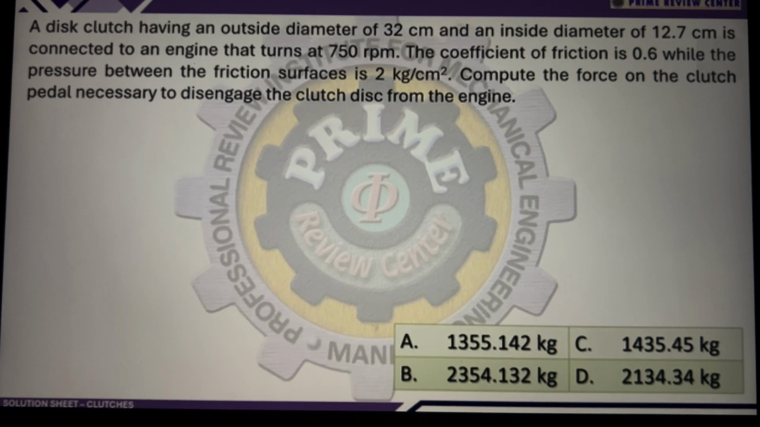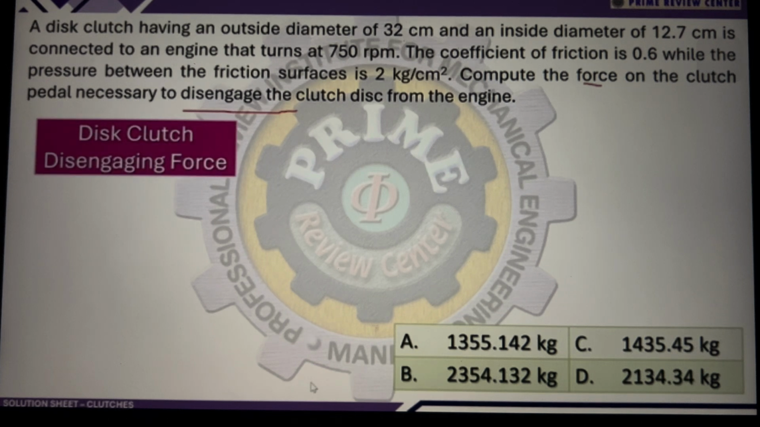So, pag force in disengaging yung ating kailangan computent in a particular disc clutch, we can solve this by simply having yung actual force natin, that is pressure times area. Ayan, so yung pressure natin from the problem is given, that is 2 kg per square cm. Then yung area natin will depend on what the assumption is, kung uniform wear ba yan or pressure. However, since binanggit na sa problem, disengagement yung kailangan natin, commonly, yung area na gagamitin natin will be related sa uniform pressure natin, diba?